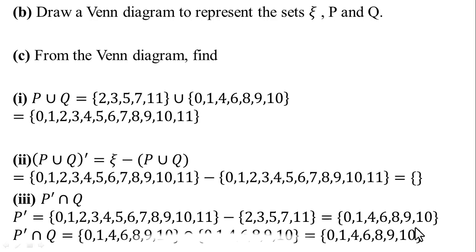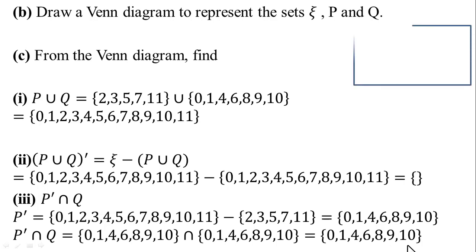Now we have P prime intersection Q. P prime intersection Q is equal to elements of P prime intersection elements of Q. Now take the elements common in both of these sets. So the answer is 0, 1, 4, 6, 8, 9 and 10.